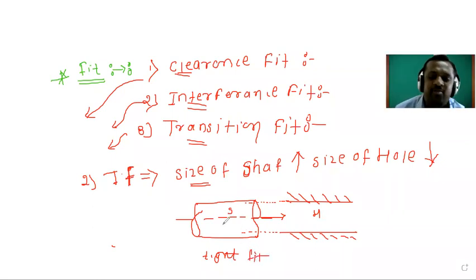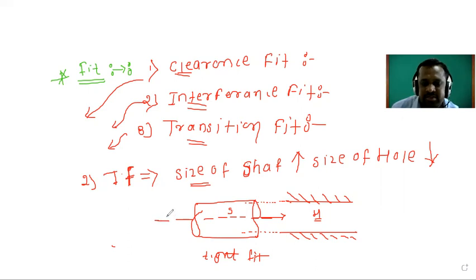Okay, again you have to imagine that in the interference fit the size of the shaft is larger and the size of the hole is smaller. Then how will it be inserted into this hole? Suppose we have a hole that is small and a shaft that is large. If we insert this shaft, can it go inside automatically? No, it cannot. Okay, then to achieve this fit, how do we achieve the interference fit?